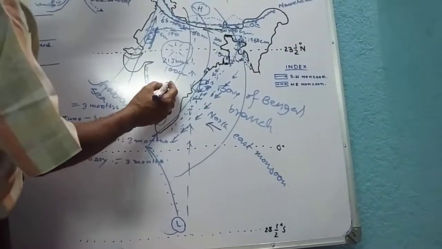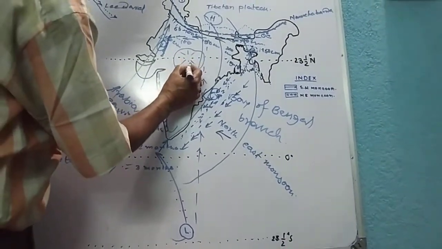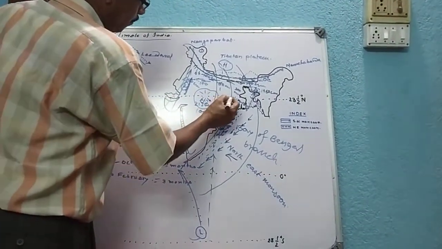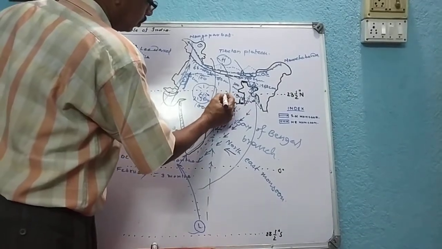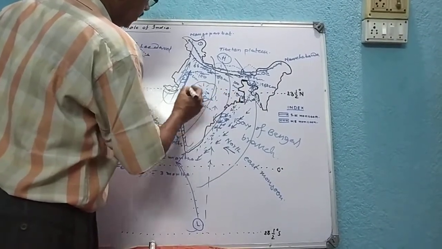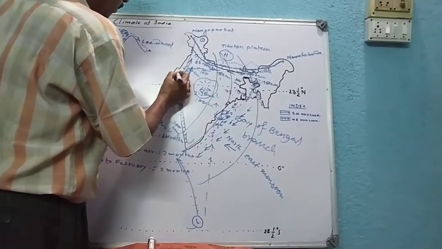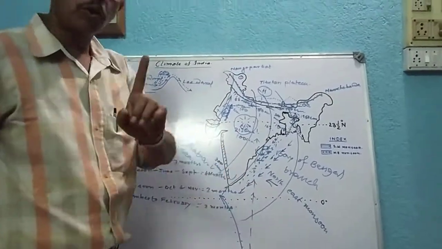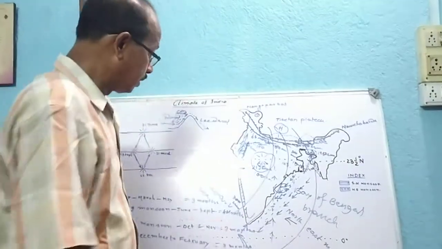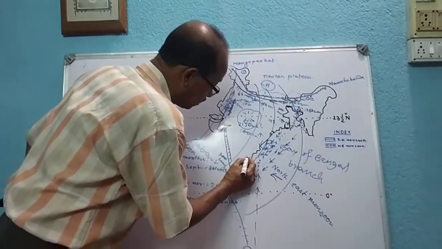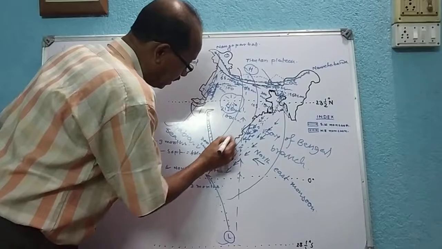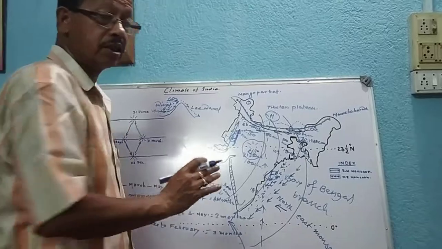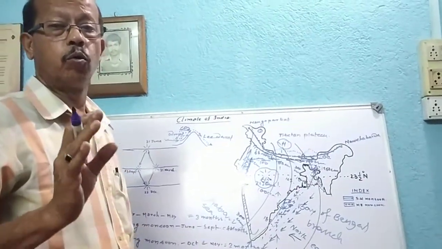In the winter season, temperature is 12 degrees C in the central part, and in the plateau region, the Chotanagpur plateau, 10 degrees centigrade. On the other hand, 7 to 10 degrees centigrade in Rajasthan. And in the southern part, due to the close proximity of the ocean, the temperature remains 18 degrees centigrade along the eastern coast and western coast.